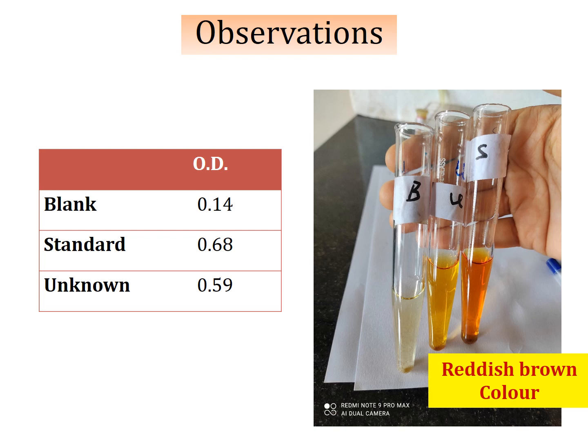Now record the observations in terms of optical density of blank, standard and test in given format. I have performed the test and ODs of same are mentioned in the table. The OD of blank is 0.14. For standard it is 0.68 and for test it is 0.59. You can use these ODs to write calculation part of calcium estimation in your journal.